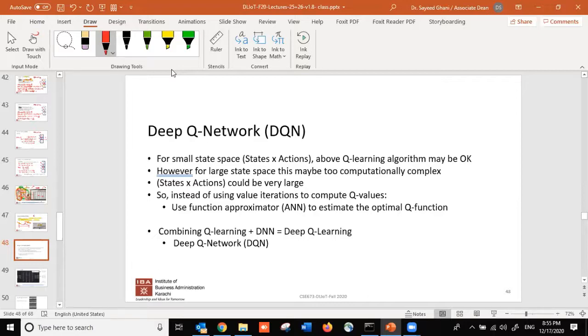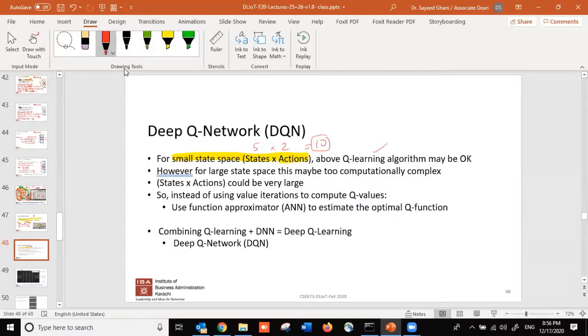Now the issue here is that if you have a small state space, for example, where the number of states and the number of actions are very small, as in the earlier example where there were 4 or 5 states and the actions were just up and down, so the state-action space was simply 10, then the Q-learning algorithm could be fairly straightforwardly applied.